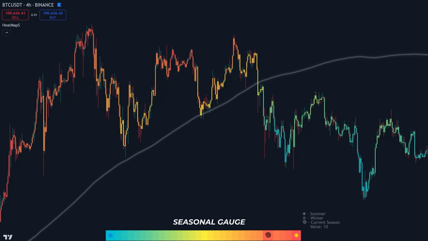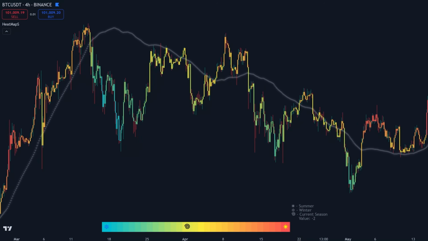The seasonal gauge divides the market into two phases. Summer phase: high volatility with stronger trends, ideal for trend-following strategies. Winter phase: low volatility with range-bound movements, perfect for mean reversion setups. Let's go over the settings for the Heat Map Seasons indicator.